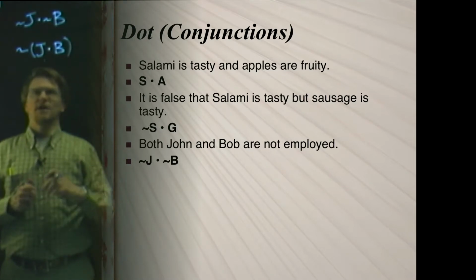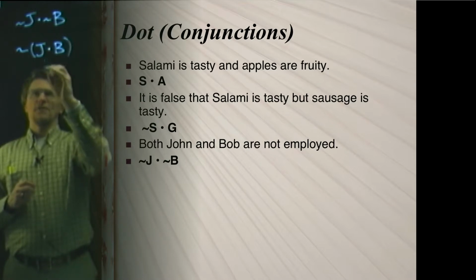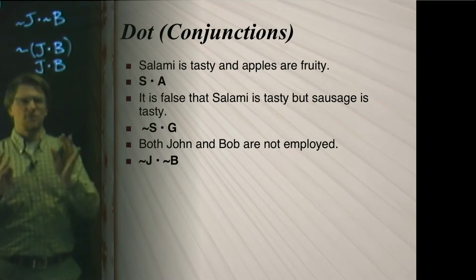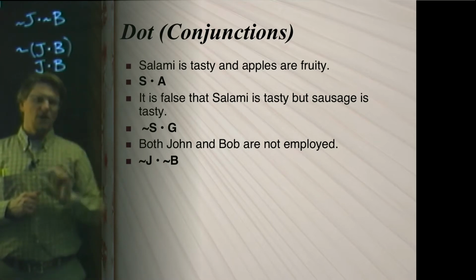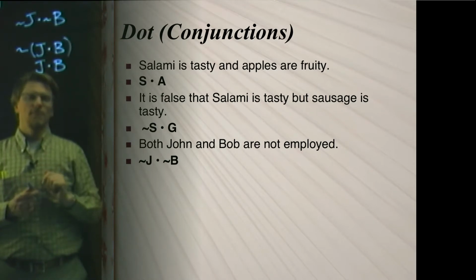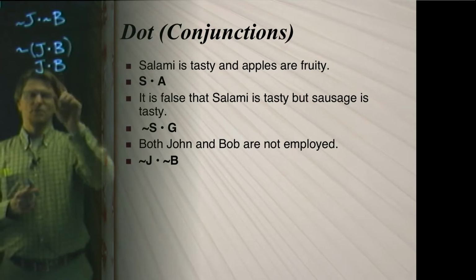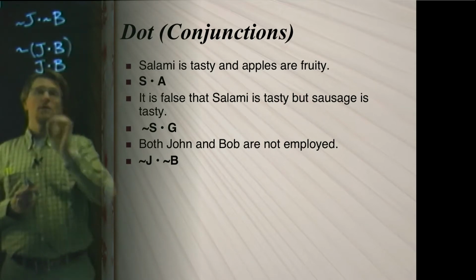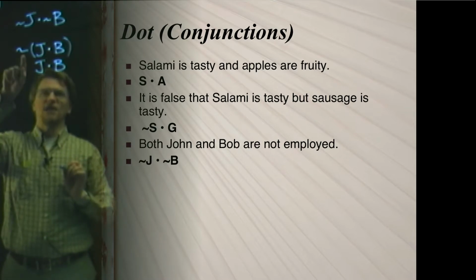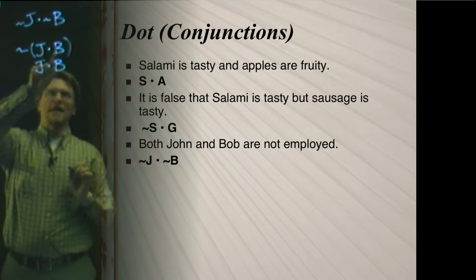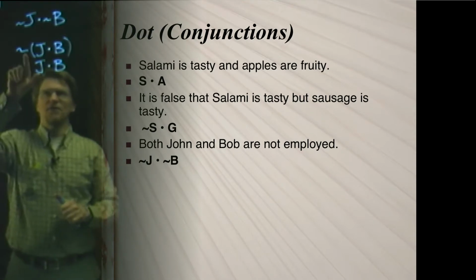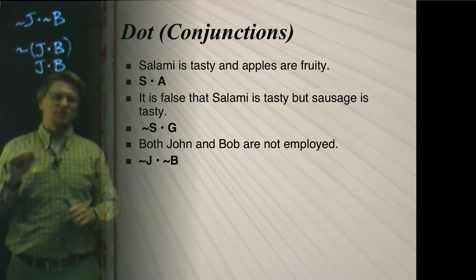Well, to think about that, we can break this down a little further and think about J dot B itself, just by itself. Of course, J dot B, given the context here for this example, would say John is employed and Bob is employed. Now, when we put parentheses around that whole thing, we're saying, okay, this tilde is going to apply to that whole statement. So we're saying it's not the case that John is employed and Bob is employed. So I'm going to say that one more time and think about what that means. It's not the case that John is employed and Bob is employed.